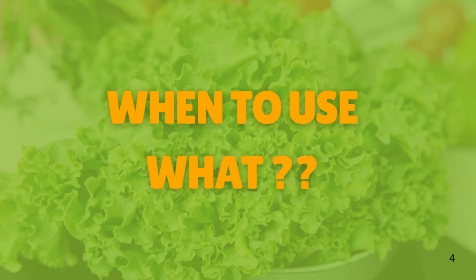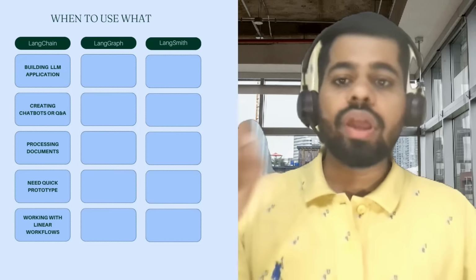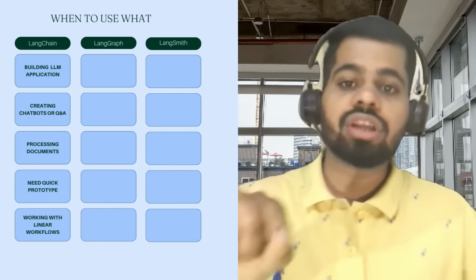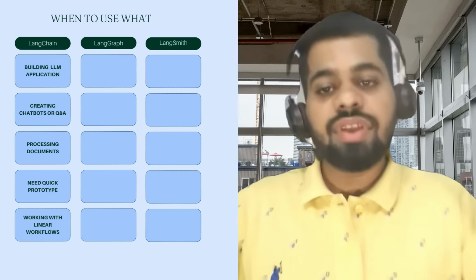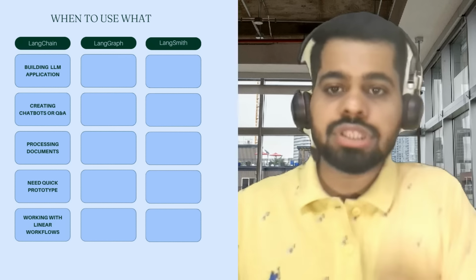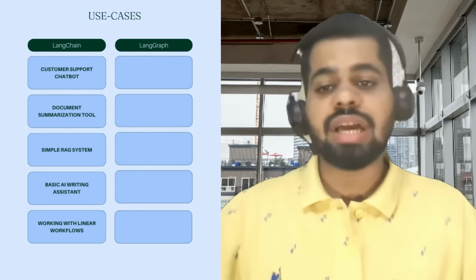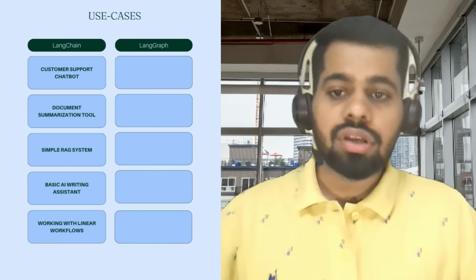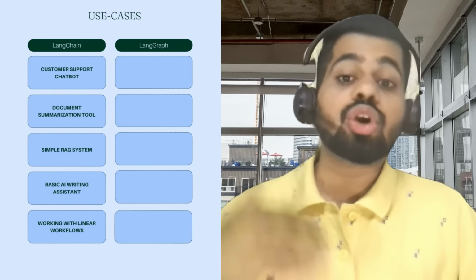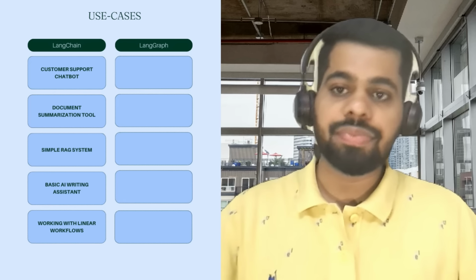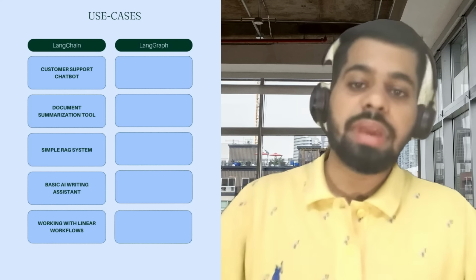Now, when to use what? Here is the practical part. Let me give a clear decision framework. Use LangChain when you are building your first LLM application, or you are creating a simple chatbot or question answering system. Even if you are doing processing of documents or data, or building quick prototypes. For example, a customer support chatbot, simple RAG system, document summarization tool, or basic AI writing assistant. These are the use cases where LangChain will be helpful.